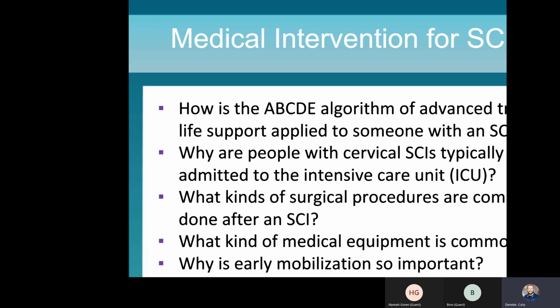TLSOs, thoracic lumbar sacral orthoses, those are also common. Look on page 914. I just realized there was a picture. That is the halo and the vest.